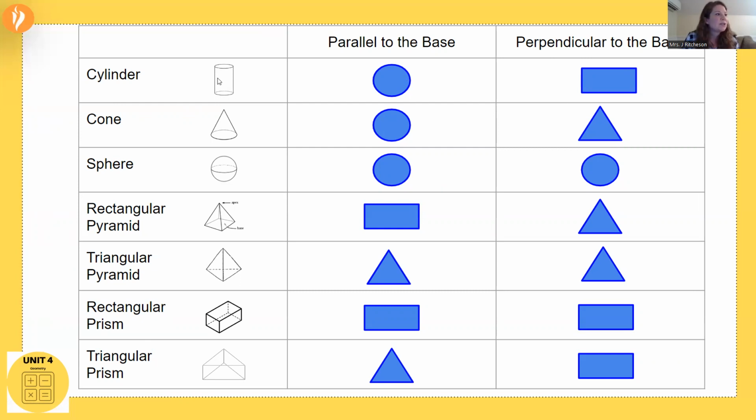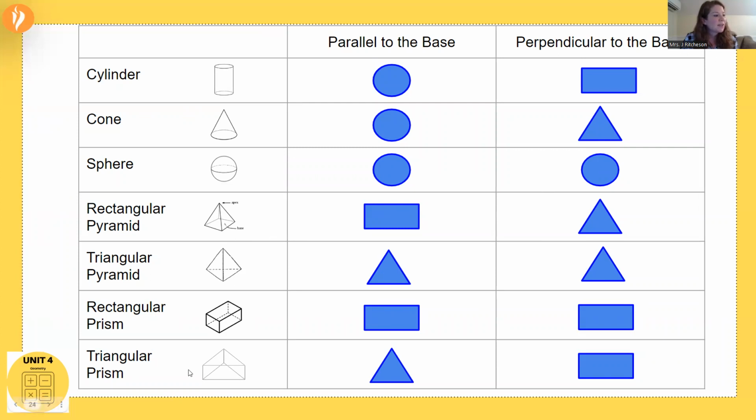Okay, cylinders, if you cut it parallel to its base, you get a circle. Perpendicular to its base, up and down, you get a rectangle. A cone, it's always going to give you a circle, and a vertical cut's going to give you a triangle. A sphere, you can't ever get anything out of it but a circle. Okay, rectangular pyramid, parallel to its base, is a rectangle. If you cut it up and down vertically, you're going to see a triangle. Triangular pyramid, the only thing you get from it is a triangle. A rectangular prism, the only thing you can get out of it is a rectangle.